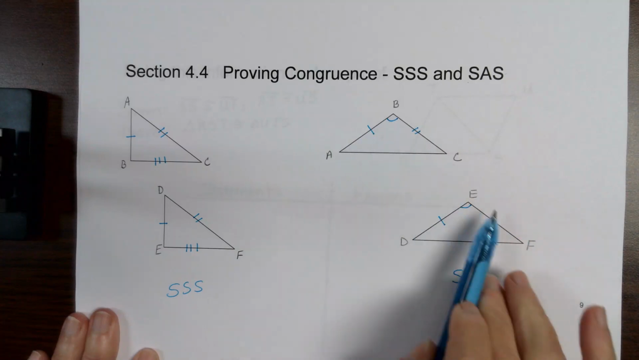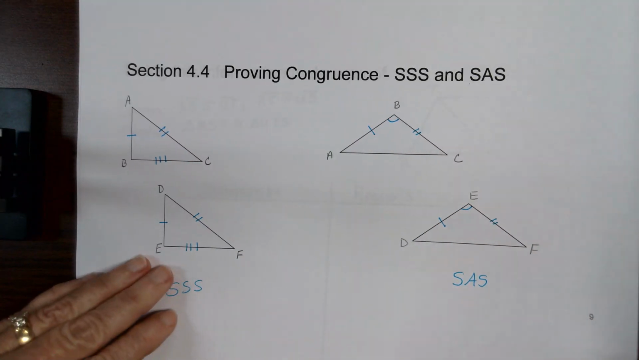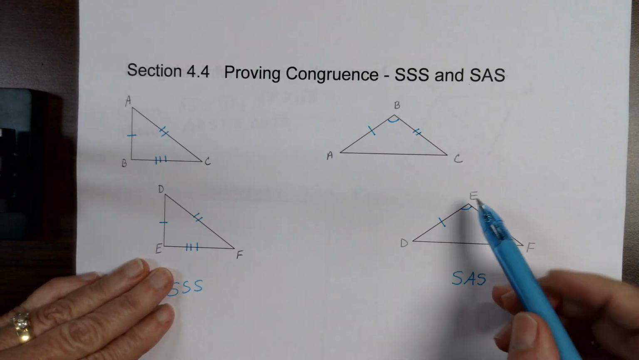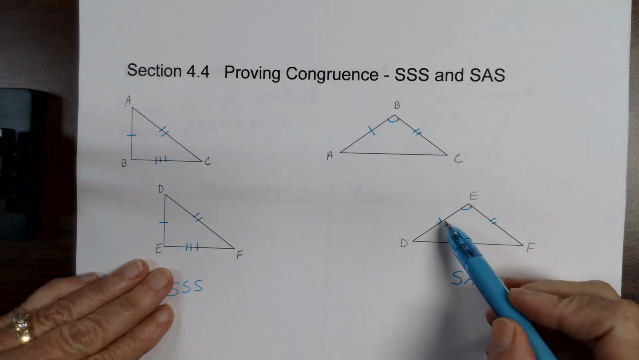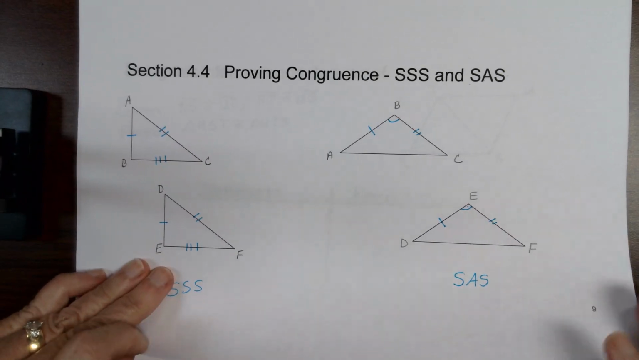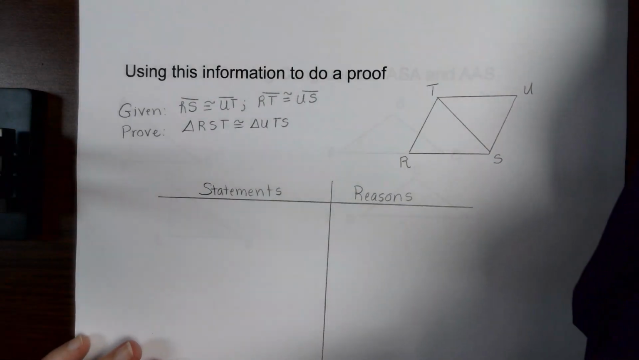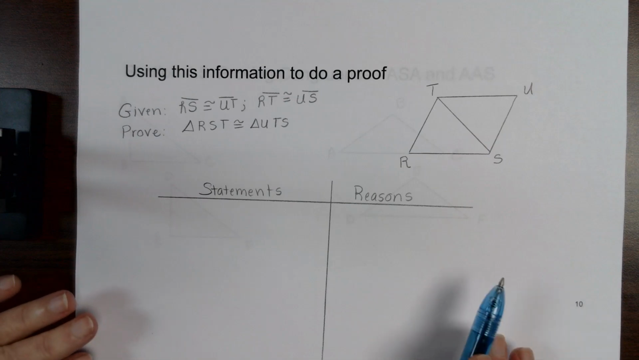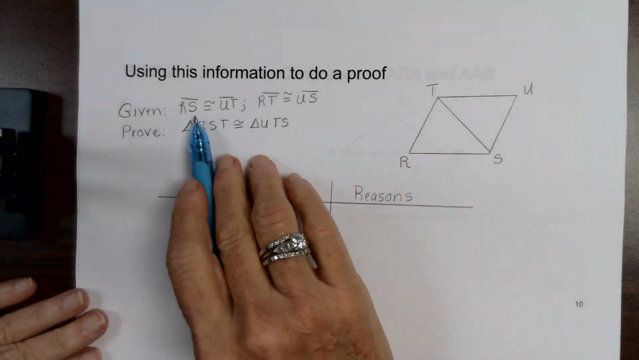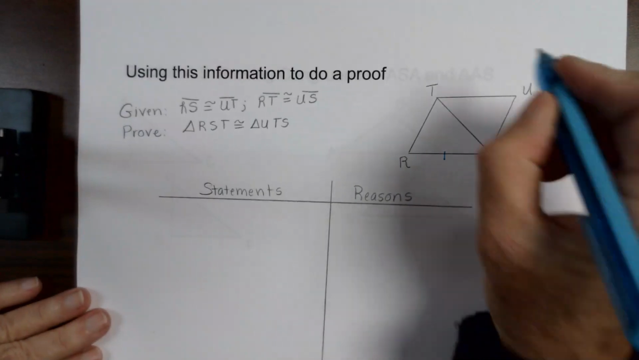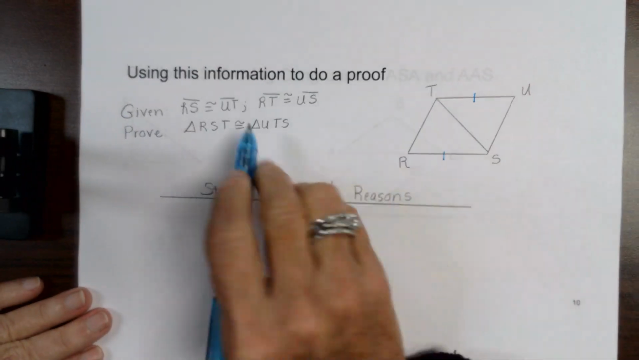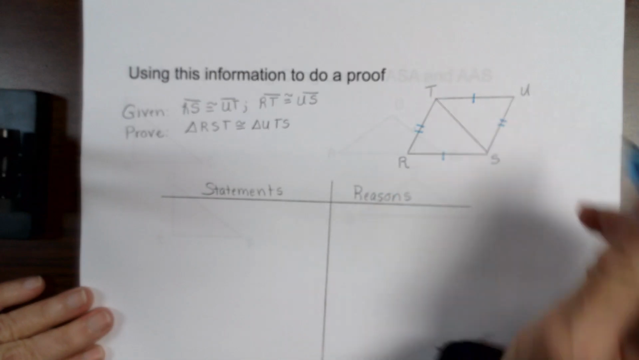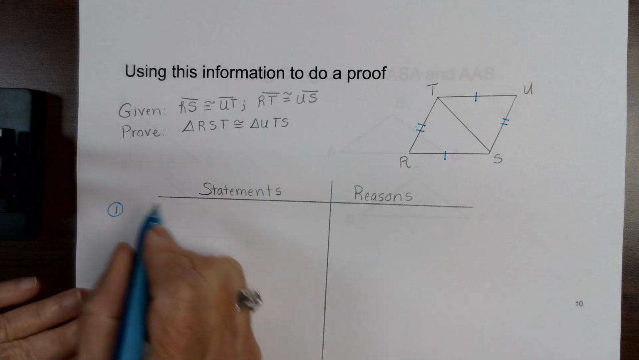Remember, on this one, the angle has to be inside the two sides. So in other words, you'd have to be able to go in order: side, angle, side. You need to be able to use this information to do a proof. So here's a proof that's listed out. I have RS is congruent to UT, and I have RT is congruent to US. Okay, so let me start the proof here.